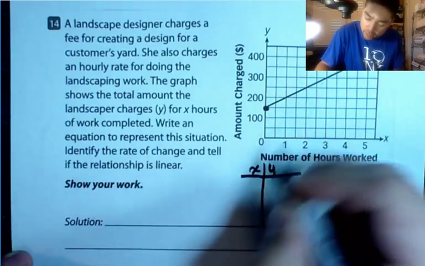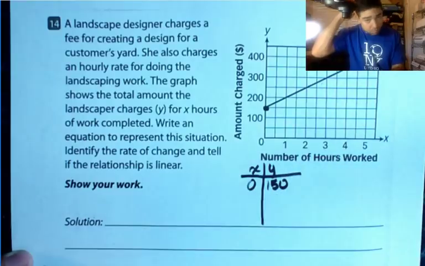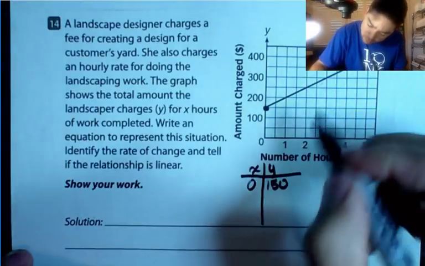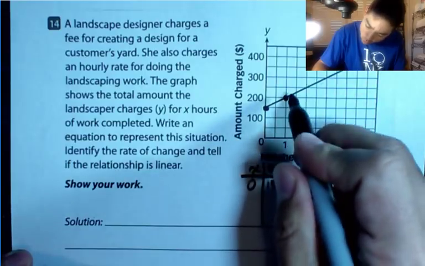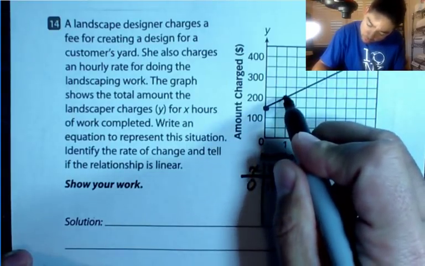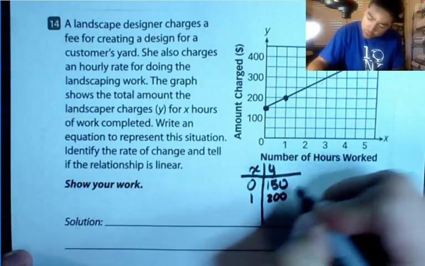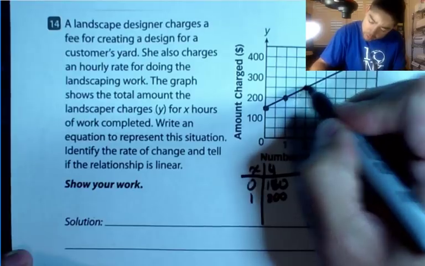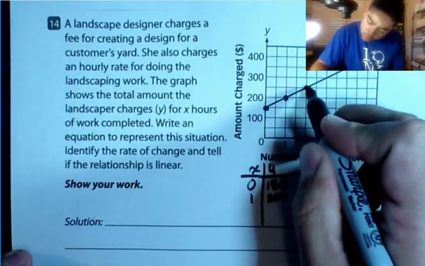That first point is 0, 150. Then we're going to look for some more pretty points. This second point here, we're crawling along the x-axis to 1, and then we're walking upright to 200. So the next one would be 1 and 200. Next pretty point here would be crawling to 2, walking up to 250.